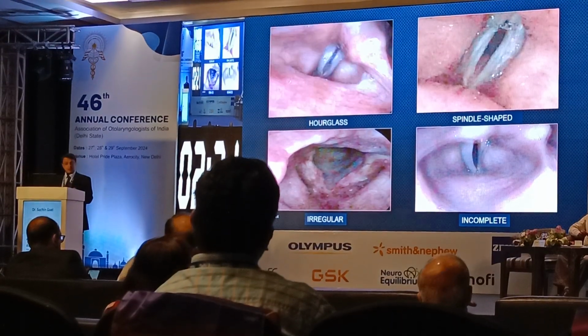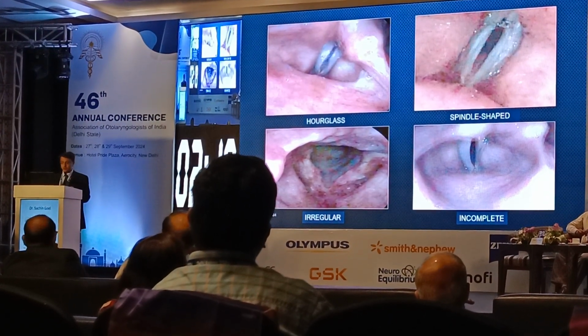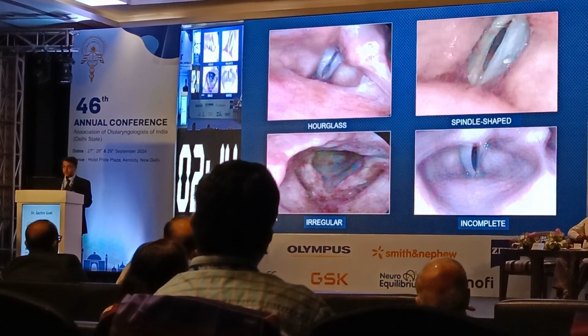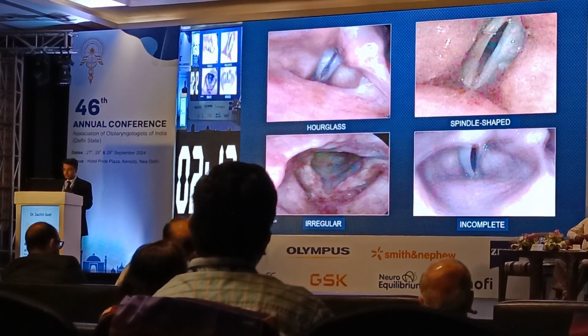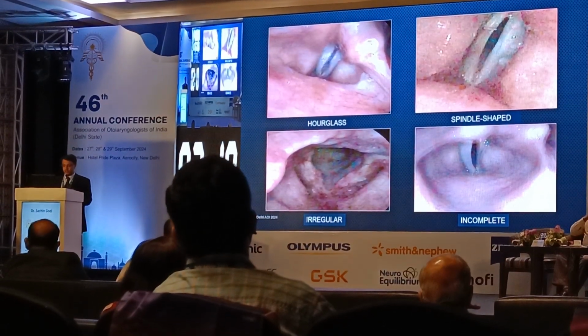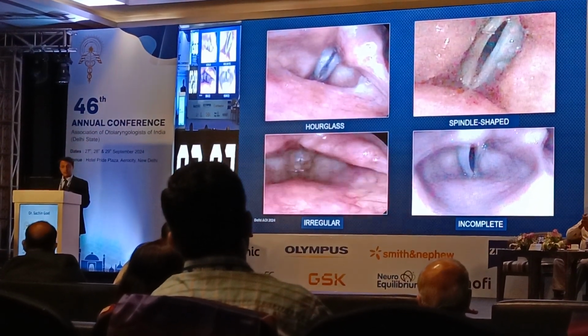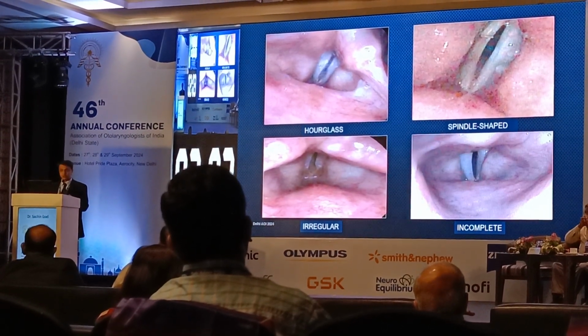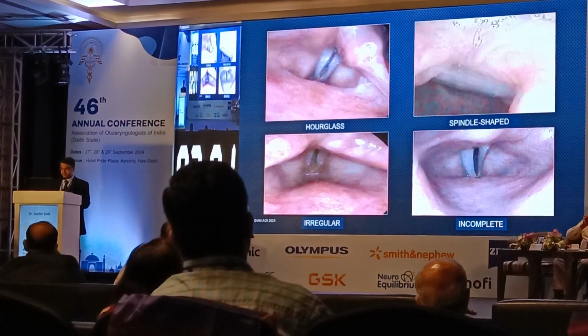and a symmetrical hourglass closure in cases of vocal nodules, a spindle-shaped gap again in cases of vocal fold atrophies in presbyphonias or sulcus vocalis. It can be irregular in cases of any vocal fold pathologies like polyps, cysts, etc., or an incomplete closure in cases of vocal fold palsies.